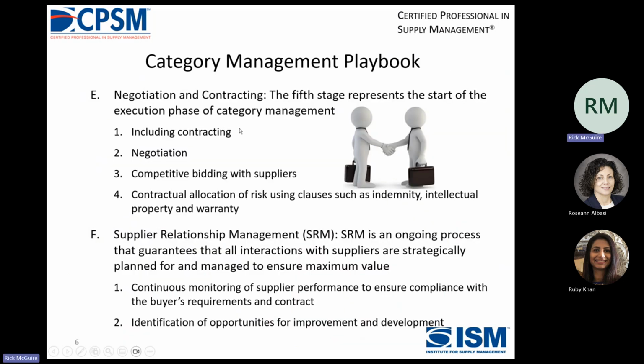So negotiation and contracting. The 5th stage represents the start of the execution phase. You've got negotiation, contracting, competitive bidding, contractual allocation of risk, such as indemnity and intellectual property clauses. And then what ISM is big on is supplier relationship management, which is the Kraljic matrix and how you're going to work with these suppliers. It's an ongoing process that guarantees all interactions with suppliers are strategically planned, with continuous monitoring of supplier performance and identification of opportunities for improvement and development.